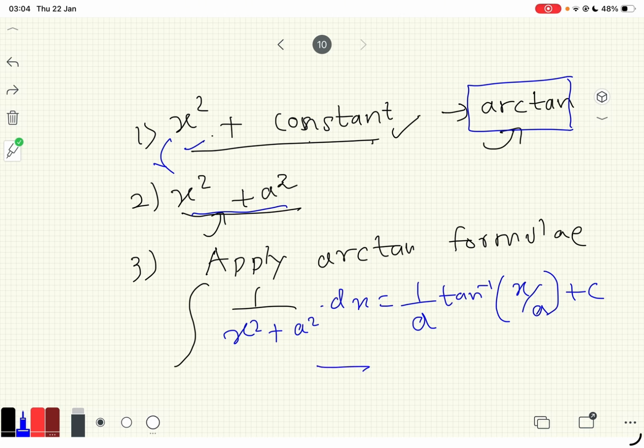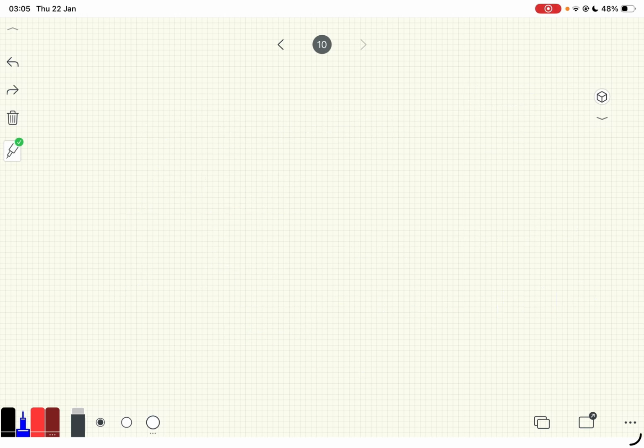If it is a definite integral, then after you integrate, substitute the limits carefully. So let's see some examples in the same way. We're going to approach these 3 steps and try to approach some of the questions in this way. So let's see.